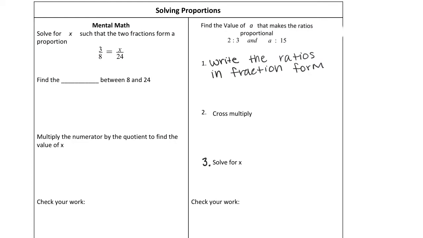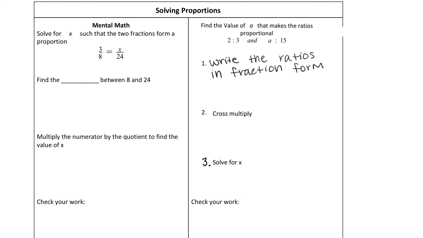Okay, so solving proportions. Sometimes we have a proportion and there's a missing part and we want to know what that part is. And so the easiest way to do it, I think, is to use cross products, or the butterfly method, also called cross multiplication. So, solve for x. See, x is the part we don't know, such that the two fractions form a proportion.